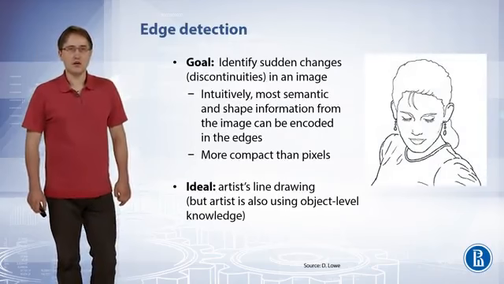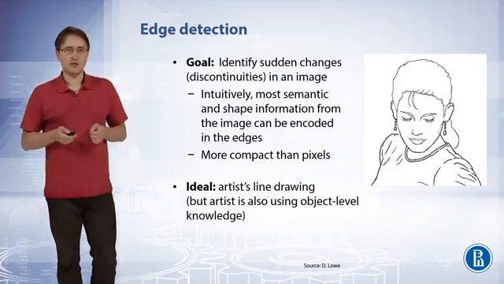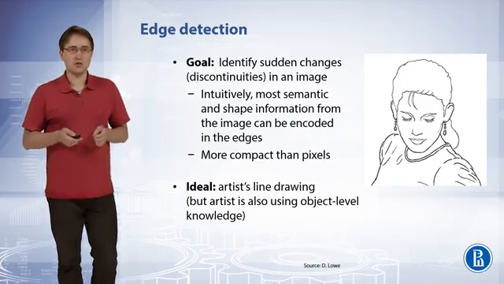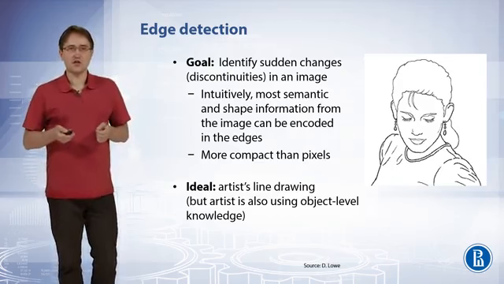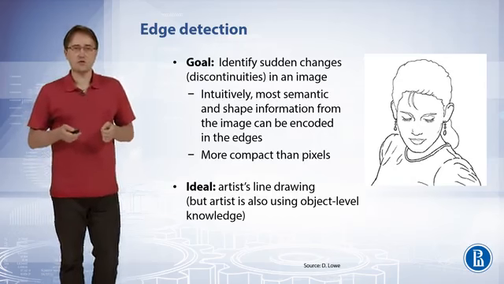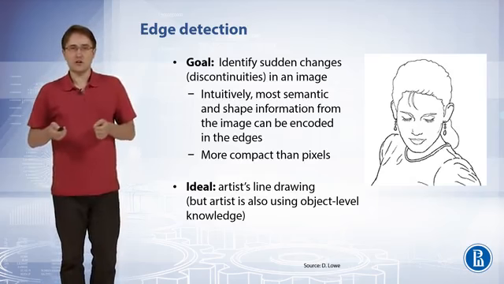Usually we can easily identify objects in images where only line drawing is given. Lines correspond to edges or sudden changes in images. Intuitively, most semantic and shape information from image can be encoded in the edges. It is a more compact representation than original images, so it can be very useful to extract edges from image to use it for the recognition.